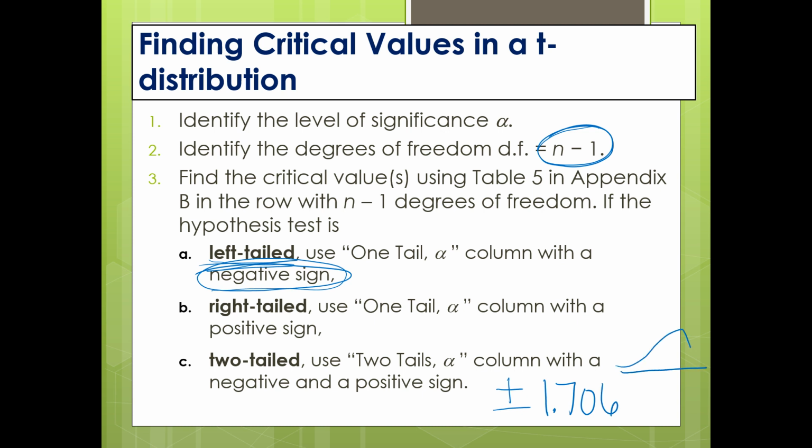Remember, for a 2-tailed, you're going to have 2 rejection regions, one down on the left, one up on the right. So your left-tailed, you're only going to have 1, and it's going to be negative. Your right-tailed, you're only going to have 1, it's going to be positive. And your 2-tailed, you're going to have 2.